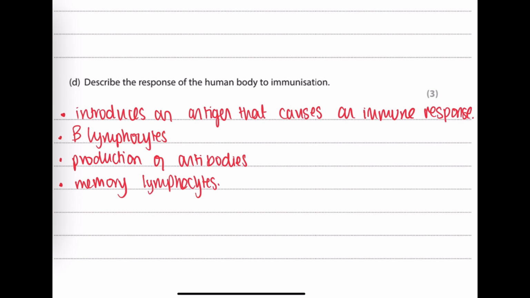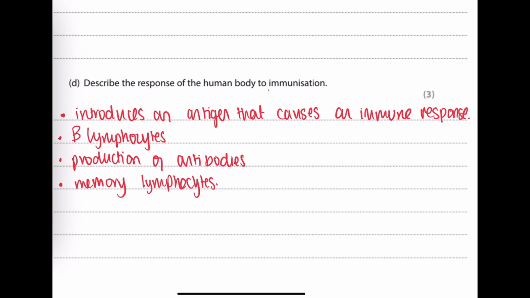So describe the response of the human body to immunization. So this is basically saying how are we immune to certain diseases, and this comes from vaccinations, or from being exposed to a certain thing a lot of different times. So we can just say that it introduces an antigen. You can say this is through having the virus yourself, or through a vaccination. Always link back, like how with COVID, we all got the vaccination.